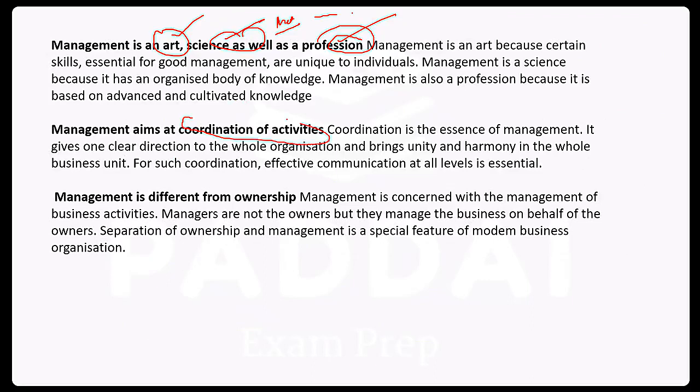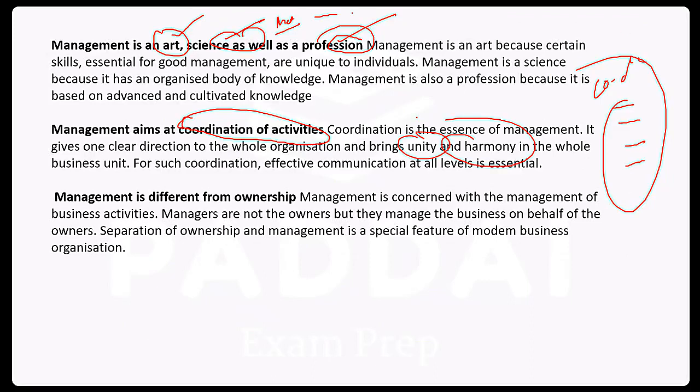It aims at coordination of activity. Coordination is the essence of management. The reason is every hierarchy, every department, everything, management is possible only when there is coordination. Things will work properly only when there is unity of activity and harmony. So for the whole business, coordination is the main thing. Therefore management is coordination of activity.